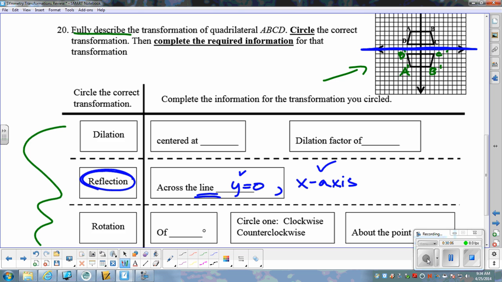Okay? Since this is a little bit tricky and we didn't have the points labeled, if perchance I had put these as being B prime, A prime, D prime, and C prime, if I had my points labeled that way, in this case it would be a rotation of 180 degrees. And remember, it doesn't matter whether it's clockwise or counterclockwise when it comes to 180 degrees. And that would always be about the point 0, 0, the origin.